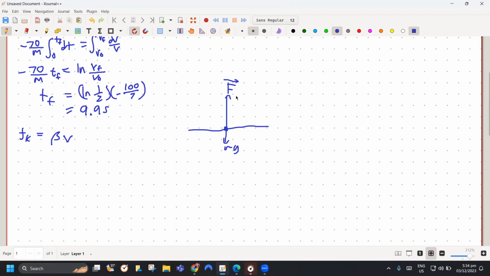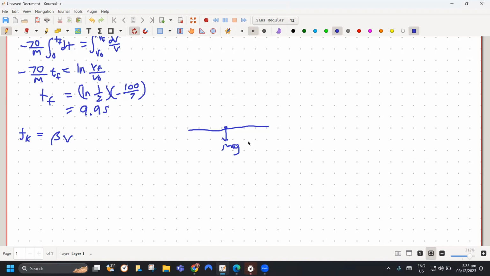So pag walang air resistance, ano yung itsura ng free body diagram? Bakit may F? When a stone is thrown, ang assumption dito ay it left your hand already. So may initial velocity, tapos the only force acting would be gravity. Pagka walang air resistance.